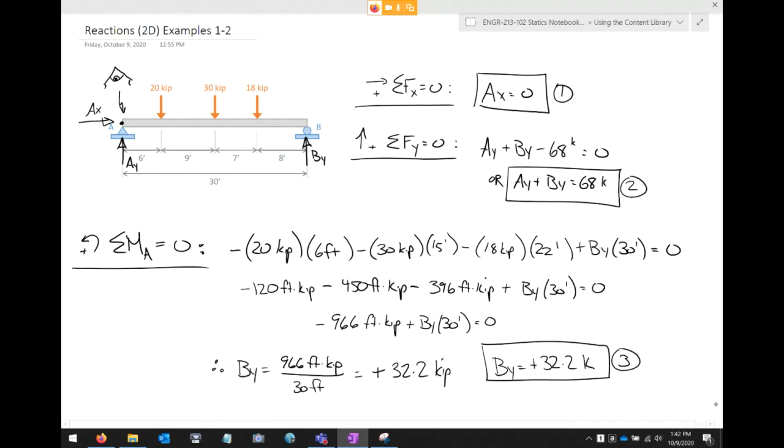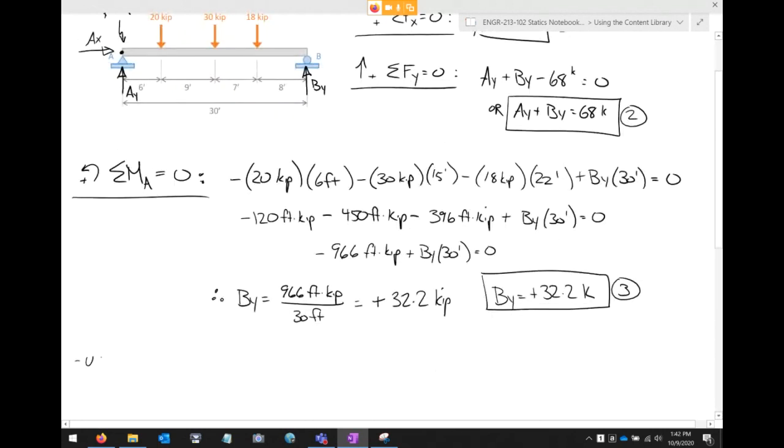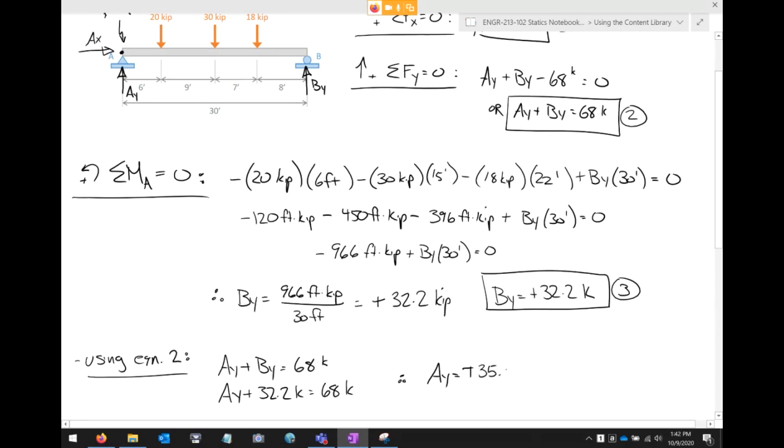Exactly right. And so using equation two, AY plus BY is 68 kips, and then BY was positive 32.2 kips, equals 68. Oh, hold on. AY is positive 35.8. And I got that here as well.